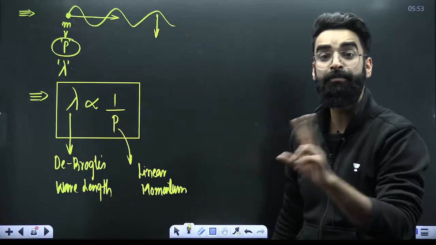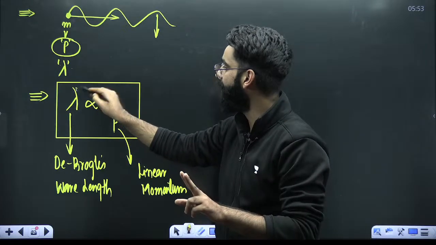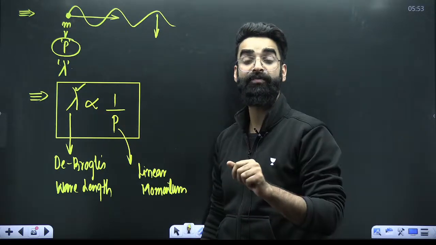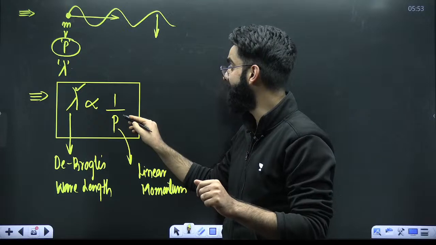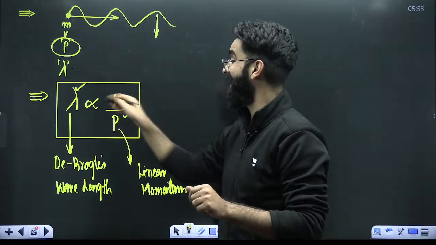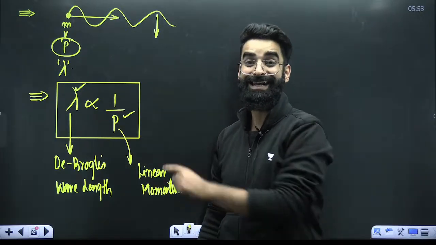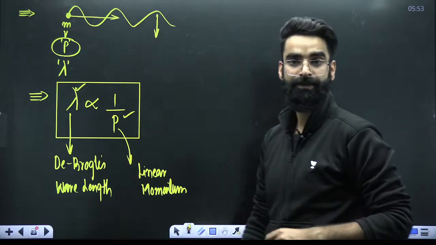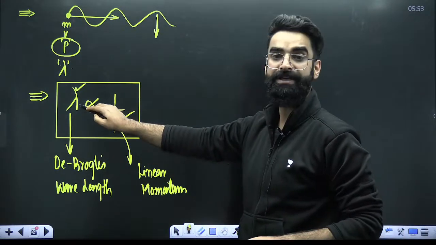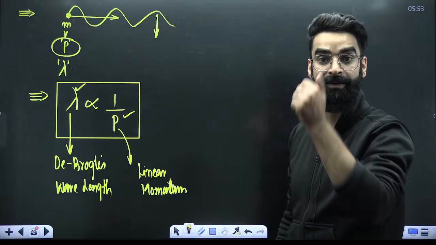So he related both the things. This lambda is the characteristic of wave. This linear momentum is the characteristic of particle. So he related both the things for the object. He told that de Broglie's wavelength is inversely proportional to the linear momentum.